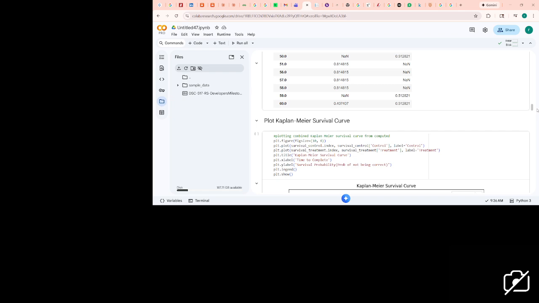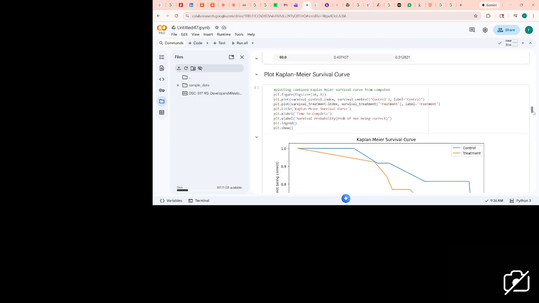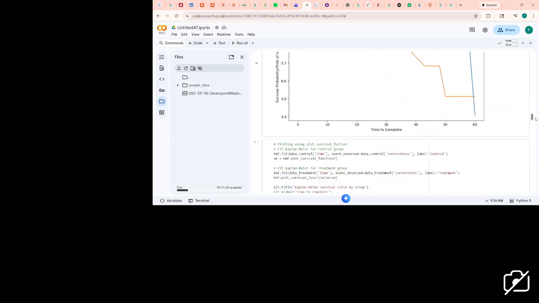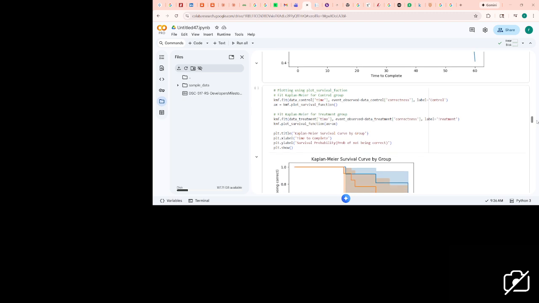Then we plotted the Kaplan-Meier survival curve, and we used two approaches in plotting. One, we plotted it from the table created from the values we computed, and the next approach we used the plot survival function to plot the same.